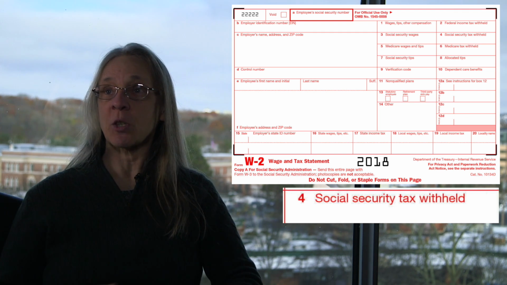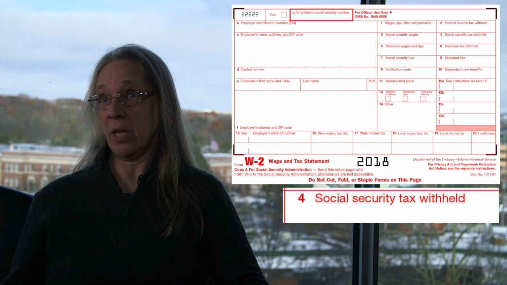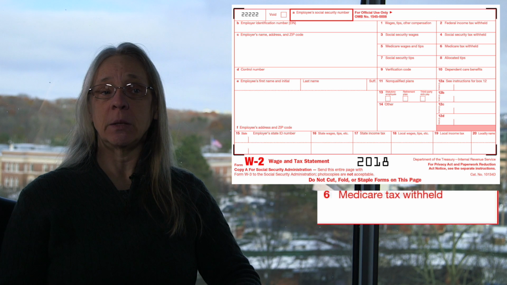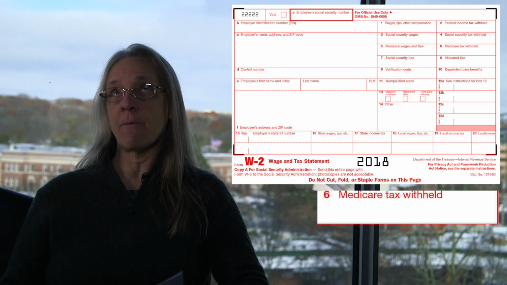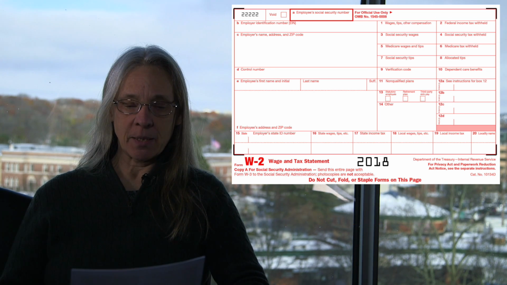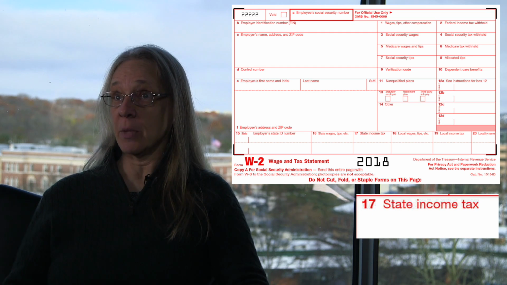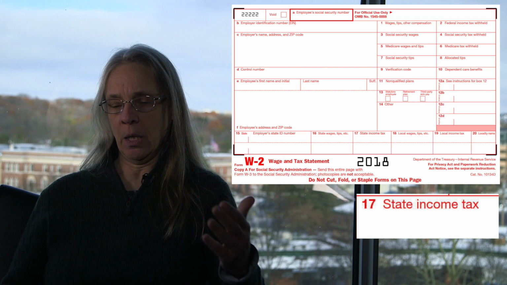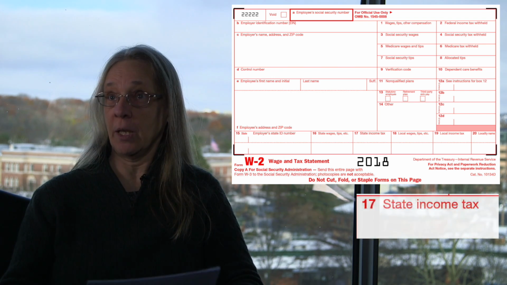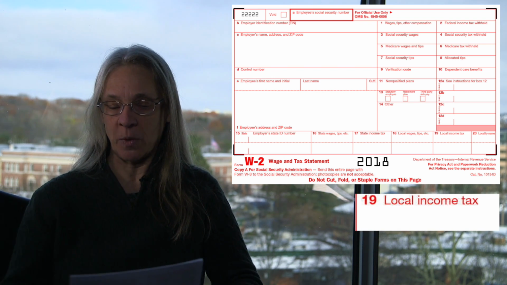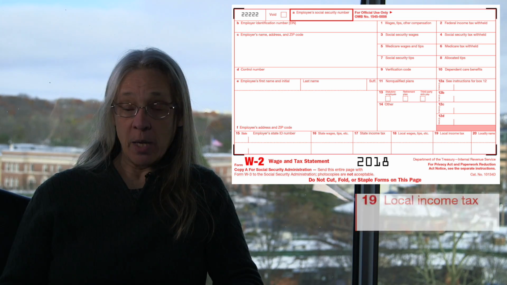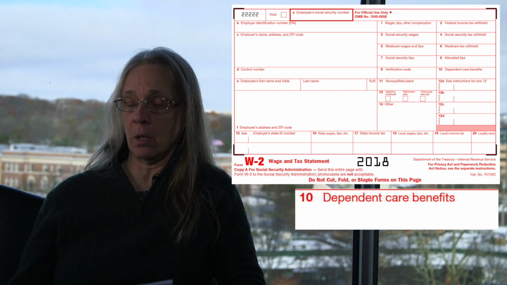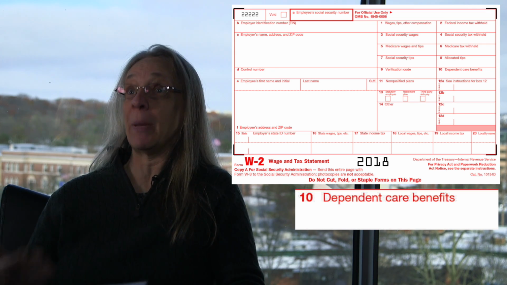Box 4 is how much Social Security tax was withheld from your wages, and that's going to be 6.2%. Box 6, how much Medicare tax was withheld, and that's going to be 1.45%. Box 17 tells you how much state income tax was withheld from your paycheck, and in some states, not Connecticut, but Pennsylvania, Ohio, a number of other states have local income taxes, and you'll see the local income tax withheld in box 19. Box 10 is very important. It's a benefit that gets made available to people who have dependents at home.